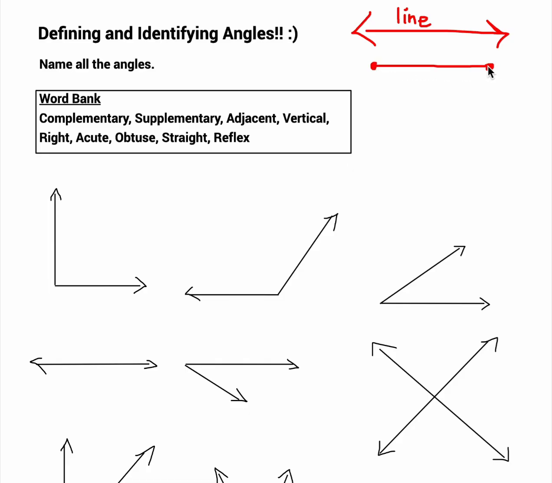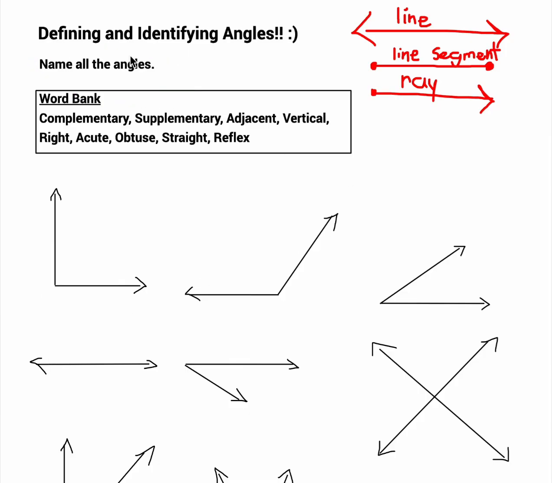The next line is called a line segment, and this line segment has two endpoints, meaning that it won't continue to move on forever and ever, just like the line above. Moving on to our last line, this is called a ray, and it is a combination of a line and a line segment where one side doesn't continue to move on while the other does.